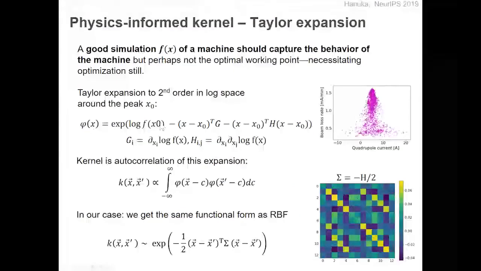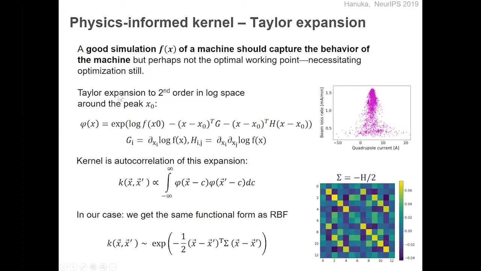So with this in mind, we went and applied it to our simulator. We know roughly where the peak of our simulation is. And then we did a Taylor expansion to second order in log space in order to get a Gaussian basis function, as I show here. We perform this autocorrelation, and we get the RBF kernel. And you can see that in this case, the precision matrix of the kernel is a full matrix rather than just a diagonal.